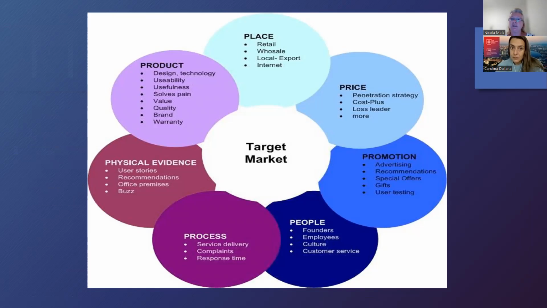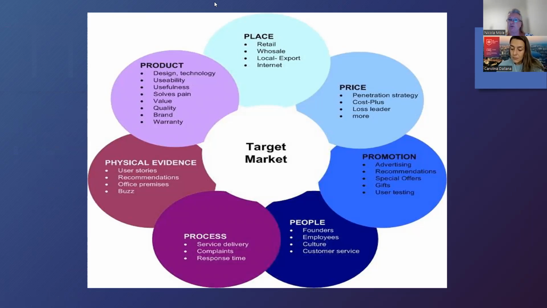All right, so if we look at the price, we need to consider the penetration strategy. What price are we going to put on our product for us to get the share of the market that we want? Are we going to sell it at cost plus a markup, or are we going to do it as a loss leader? If it's a loss leader, we may not be making much money on it, but our product will become known in the market.